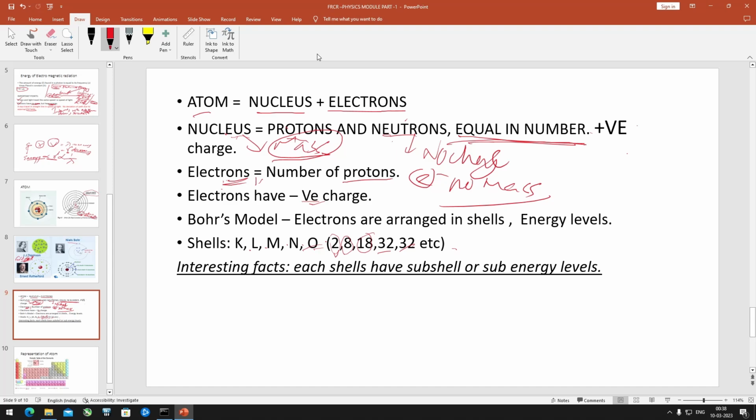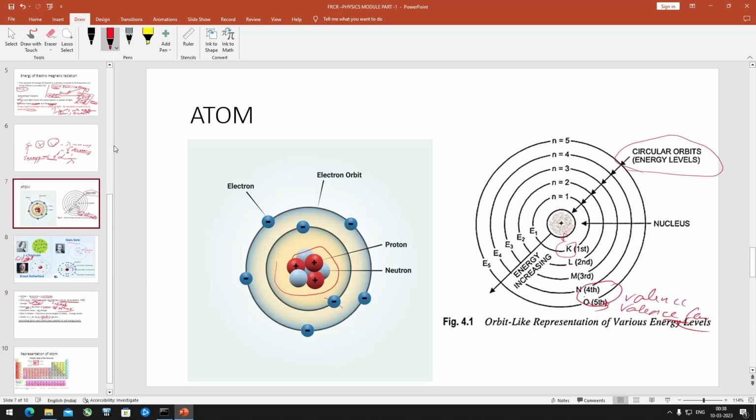Okay, so I think I'm clear with all these explanations. So you can see it here, protons and neutrons. So 1, 2, 3, something like that. This is not an exact representation.